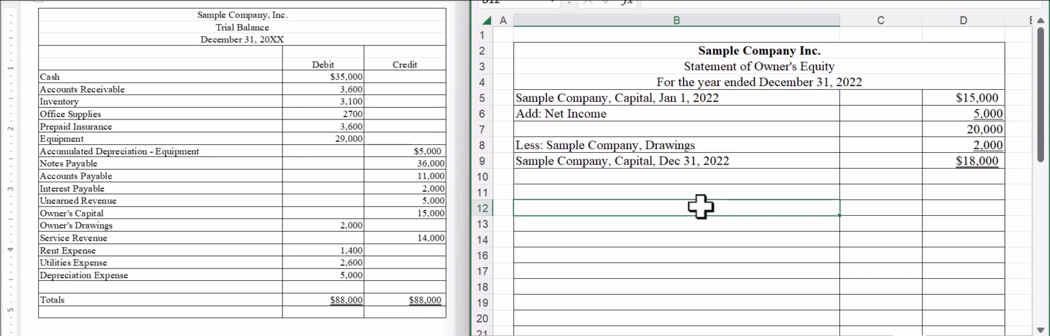All right, folks, nice and easy as you can see, but we do need key information from the income statement. Without the income statement, we would not be able to arrive at the ending capital number.